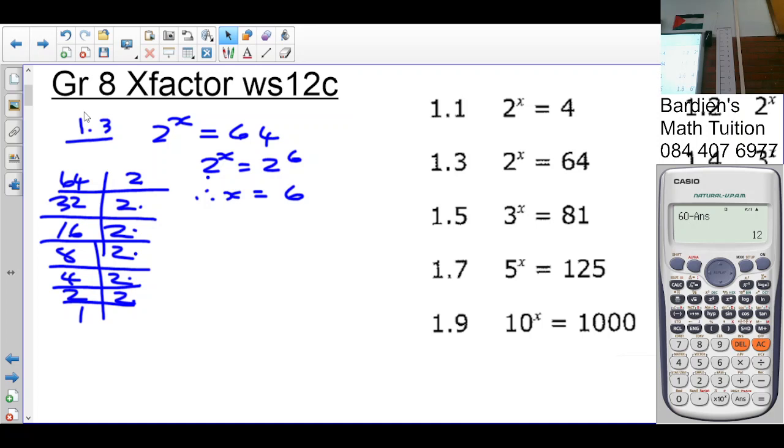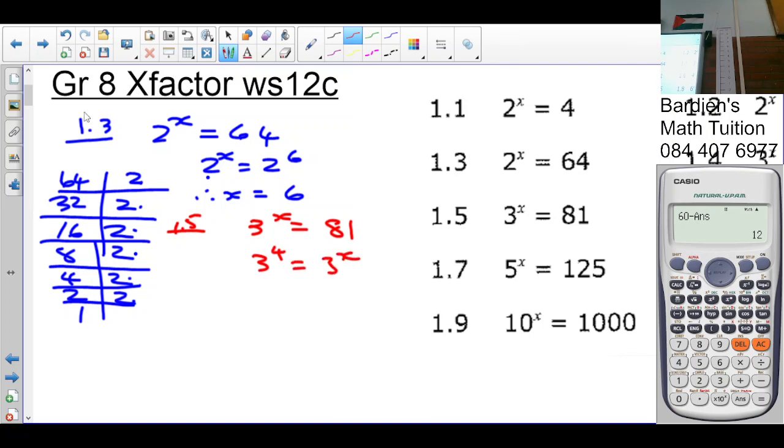Okay, 1.5. What's the answer? 3 to the x is equal to 81. So 3 to the 4 is equal to 3 to the x. So therefore x is equal to? You guys done with 1.7? Yes Michael, what don't you understand?